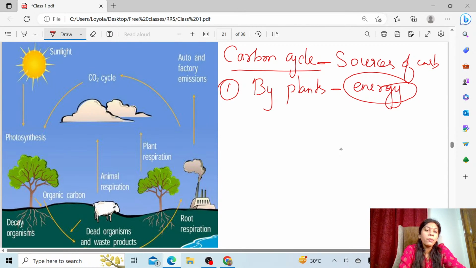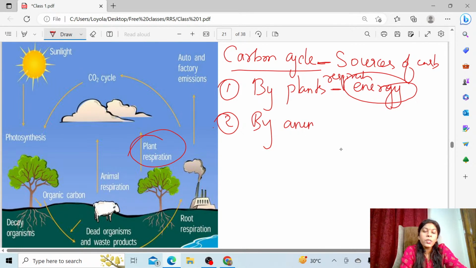Okay, this is one way, we call this plant respiration. Not only animals respire, plants also respire. Okay, you can keep it like that. In the figure also you can see, note here, plant respiration gives out carbon dioxide. Second, animal respiration. Animals includes us also, humans also. Animal respiration gives out carbon dioxide into the atmosphere. So here in the figure you can note this animal respiration.